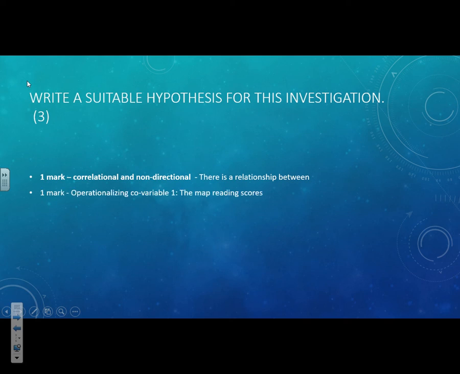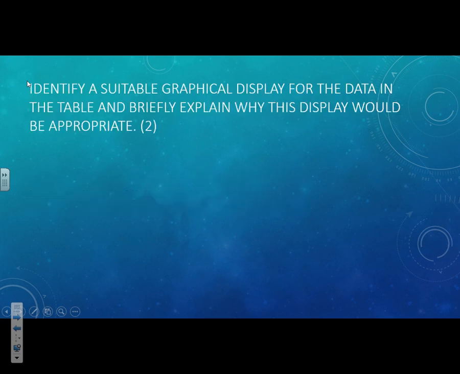If you operationalise one covariable, and I don't mind which order you do them in, the map reading score, said map reading scores, then that's 1 mark. If you've operationalised the other covariable, the driver error ratings of motorists, then that is a 2nd mark.